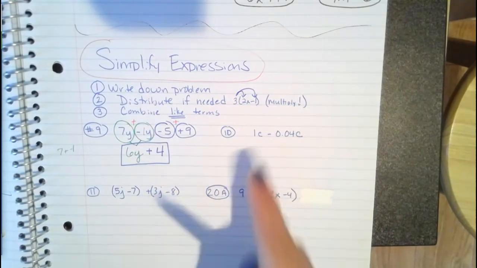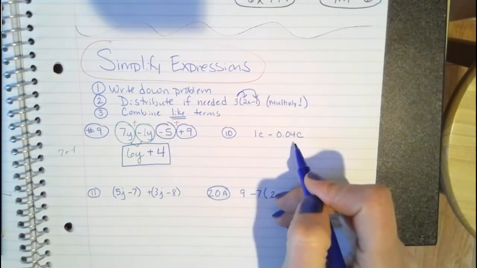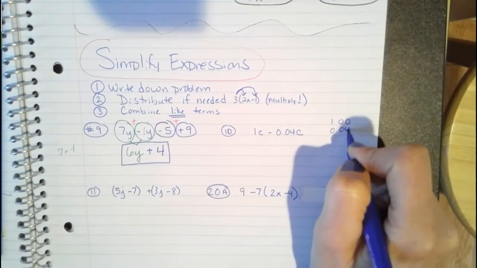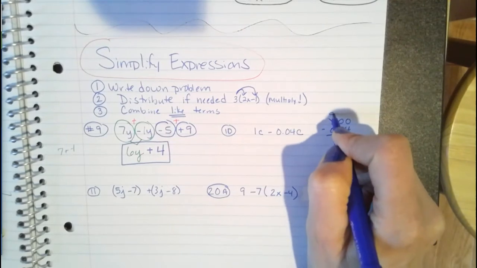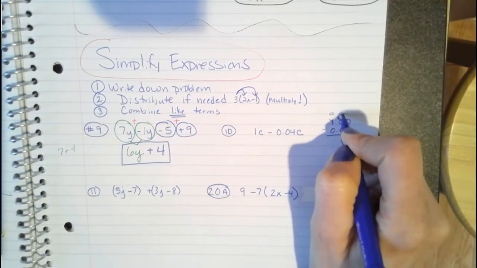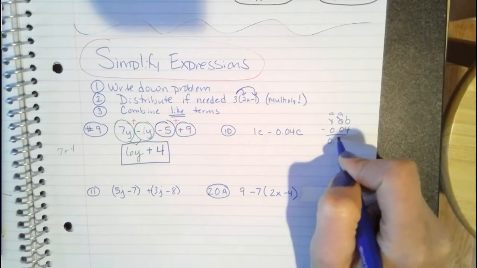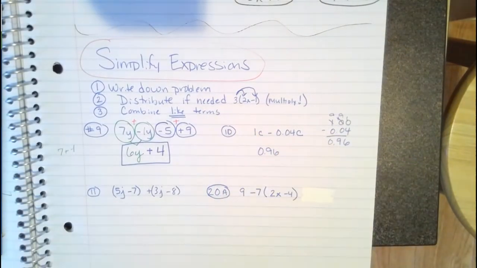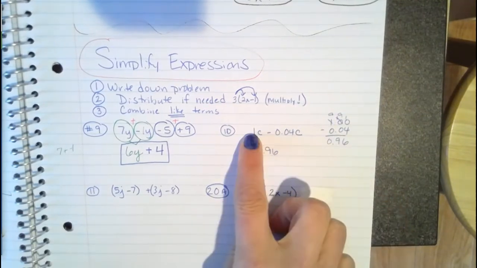This one here, just know that this is 1 whole minus 4/100. You could do that on a calculator. 1 whole minus 4/100. You would need a little regrouping there if you didn't use a calculator. And that would be 0.96. Notice when I do it on the calculator, I'm forgetting about the C.